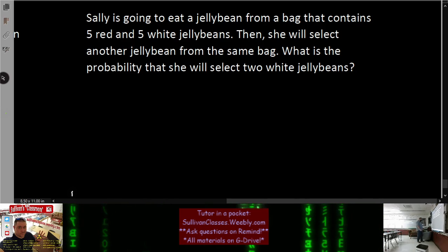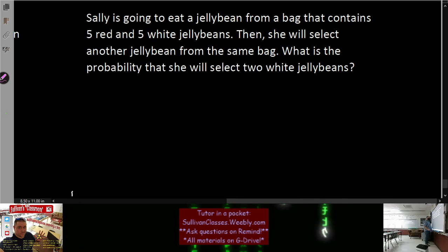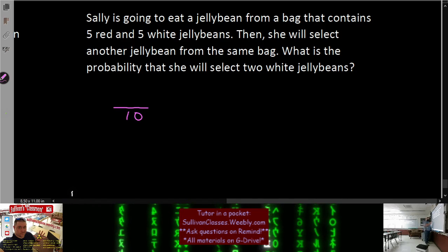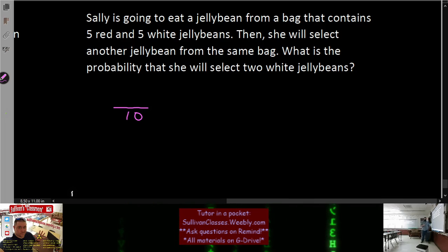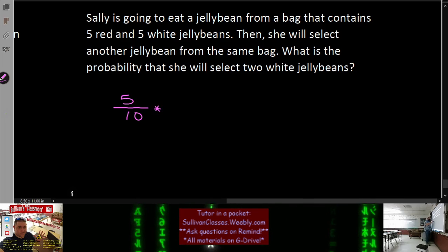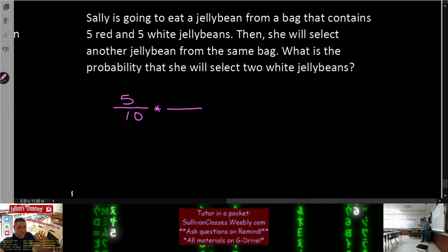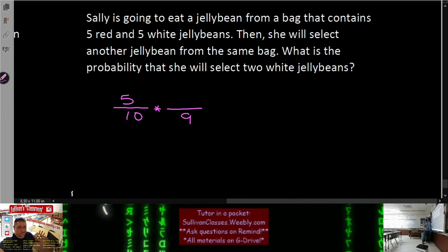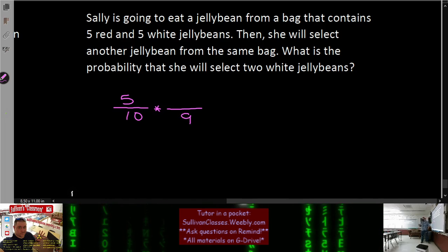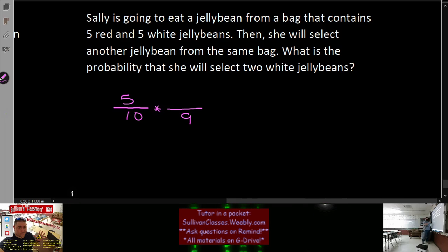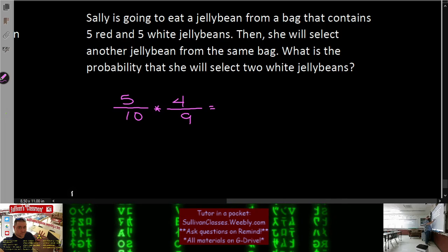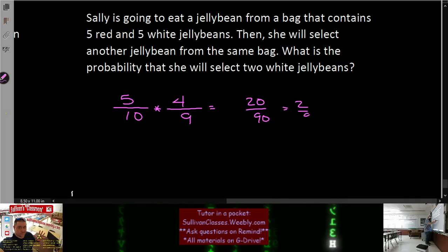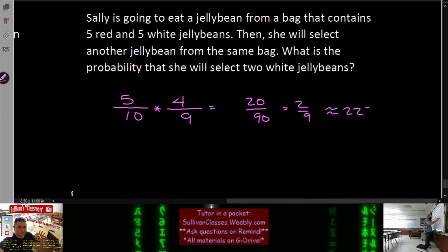Okay, yes, that is exactly it. The first time that she eats the jelly bean, there are 10 of them in the bag. How many of them are white jelly beans? Times, now how many jelly beans are in the bag? Now there's 9, because she ate one. How many of those are white? 4 of them. If I multiply those, I get 20 out of 90, which can promptly be reduced to 2 out of 9, which is about 22%.